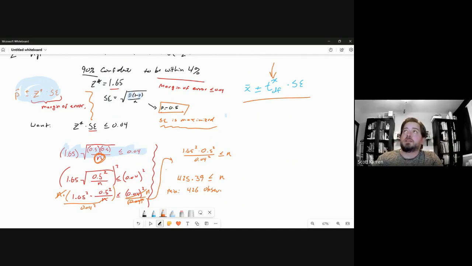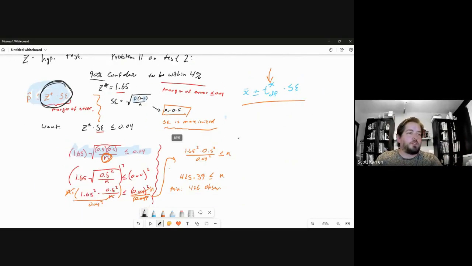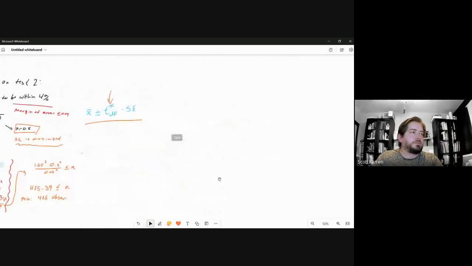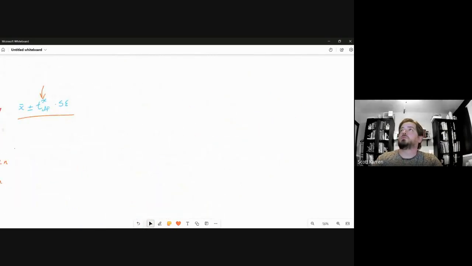And so rather than trying to account for that change, what we're going to do is just use the same z star value for our margin of error as we did in the z-test, right? And so here we have, can't even remember if I posted the question yet. No, I did not. All right. Where is it? There.